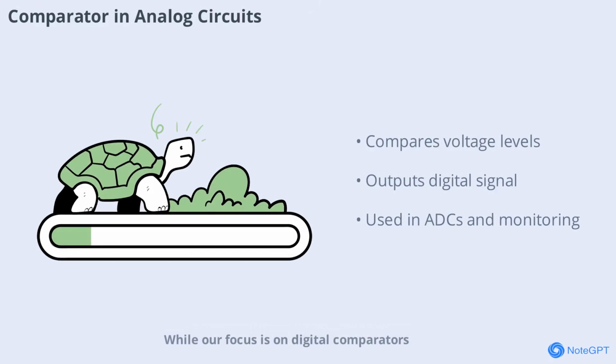While our focus is on digital comparators, it's worth noting that analog comparators also exist. Analog comparators compare two voltage levels and output a digital signal. They are widely used in analog-to-digital converters, oscillators, and voltage monitoring circuits. The principles are similar, but the applications can differ.